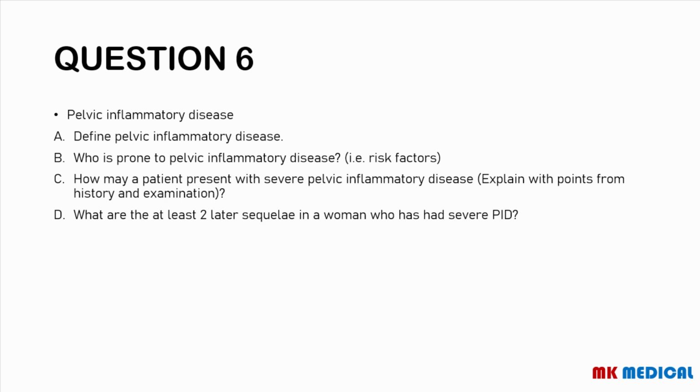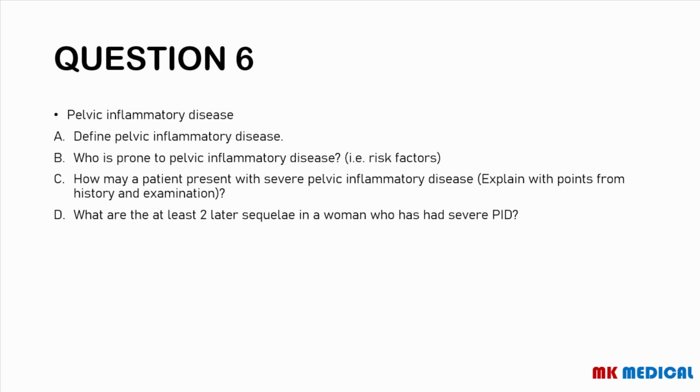Then who is prone to pelvic inflammatory disease? So patients that are below the age of 35, patients with multiple sexual partners, patients that are practicing unprotected sexual intercourse, if there's any history of sexually transmitted infections, if there's any history of them having intrauterine contraceptive devices, and of course nulliparity. Then how may a patient present with severe pelvic inflammatory disease? So explain with points on history and examination.